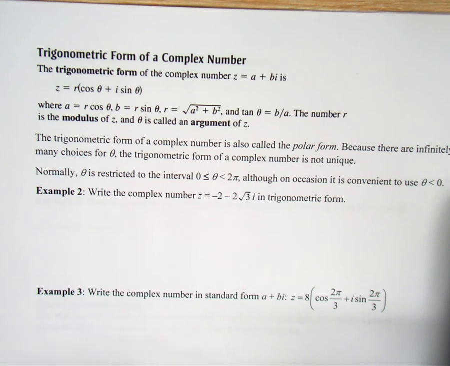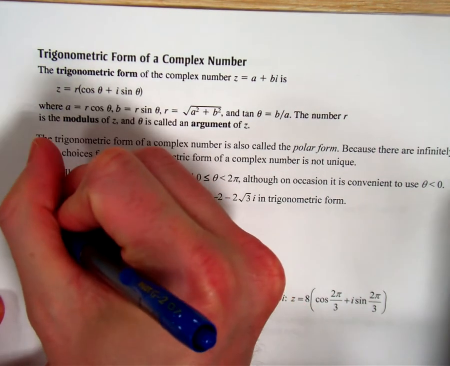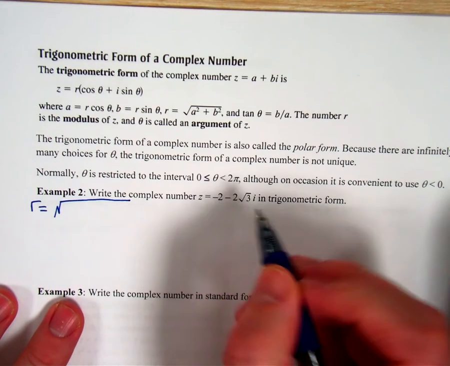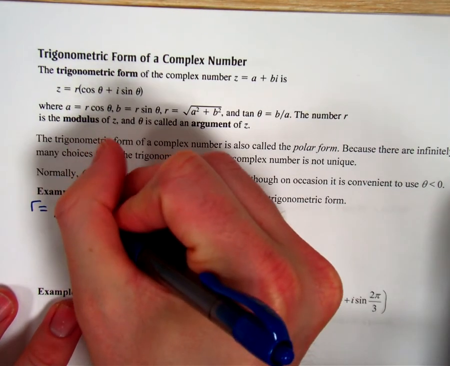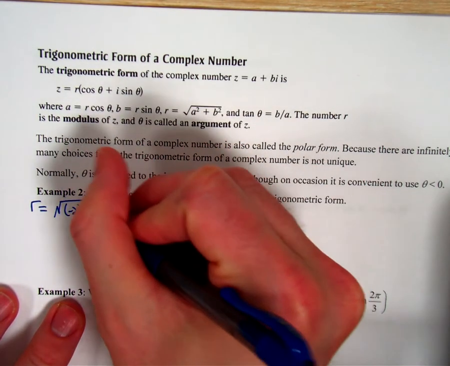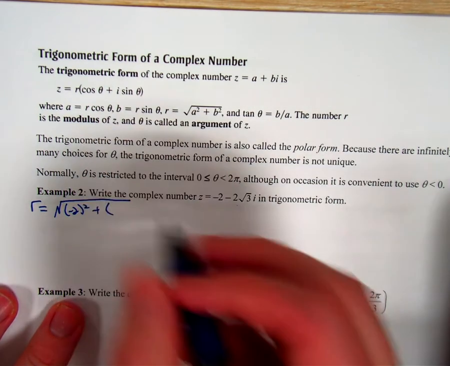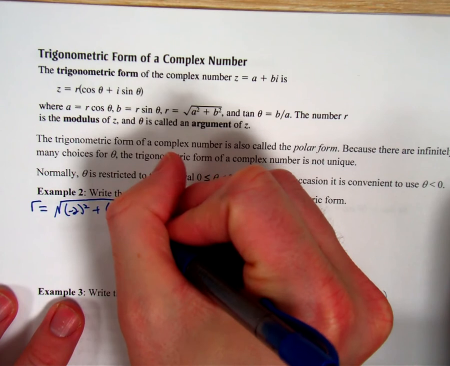All right, here we go. Write the complex number z equals negative 2 minus 2 radical 3i in trig form. Step 1, we have to come up with our r. It's the square root of the real part, negative 2 squared, plus your imaginary part squared, negative 2 radical 3 squared.